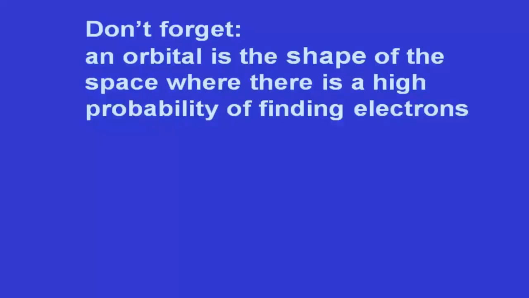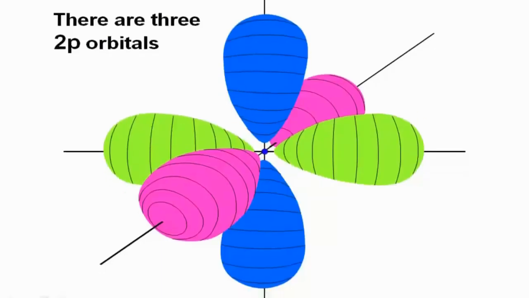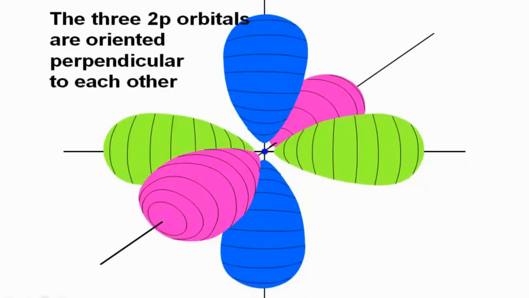Don't forget, the orbital is the shape of the space where there's a high probability of finding electrons, 90%. S orbitals are spheres. What about that 5th electron? The 5th electron is going to start filling the 2p orbitals. So here we have a different shape. Here we have the p shape. And there are 3 2p orbitals.